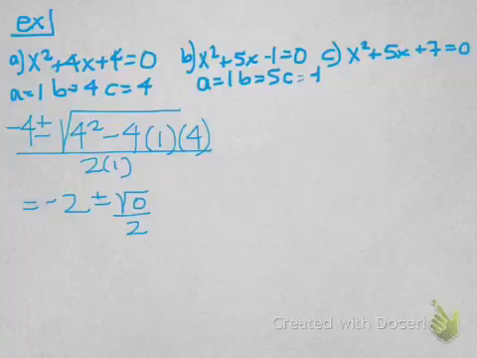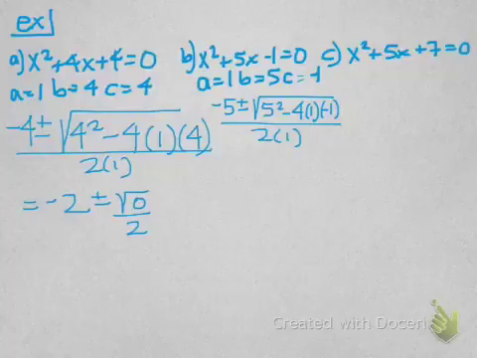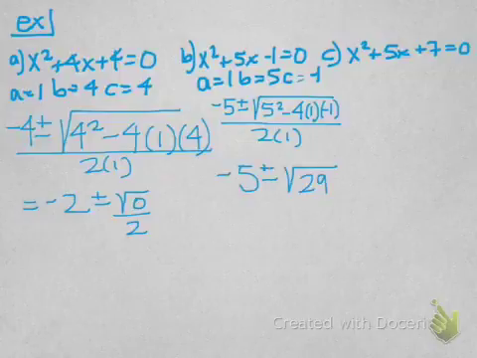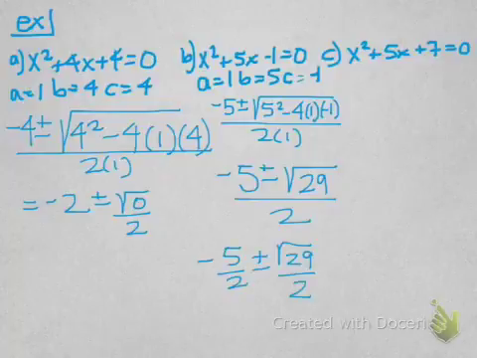For the second equation, we have a is 1, b is 5, and c is negative 1. So we have opposite of b plus or minus the square root of b squared minus 4ac all over 2a. And then we get negative 5 plus or minus the square root of 29 all over 2. Now I'm assuming you're comfortable with the quadratic formula. You've used it several times. That's why I'm kind of rushing through it. So this is negative 5 halves plus or minus the square root of 29 over 2.